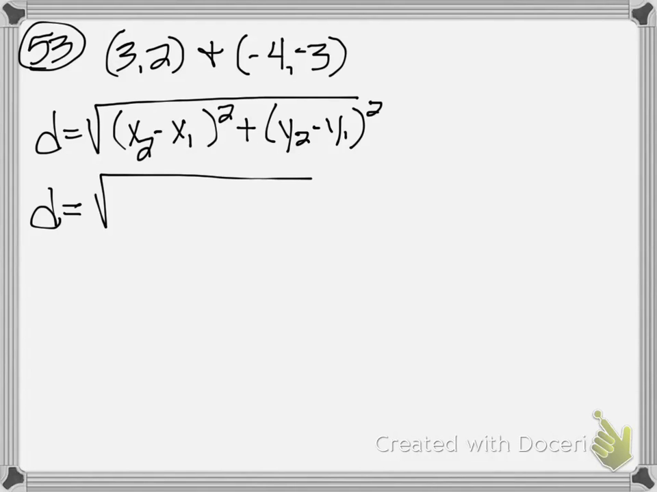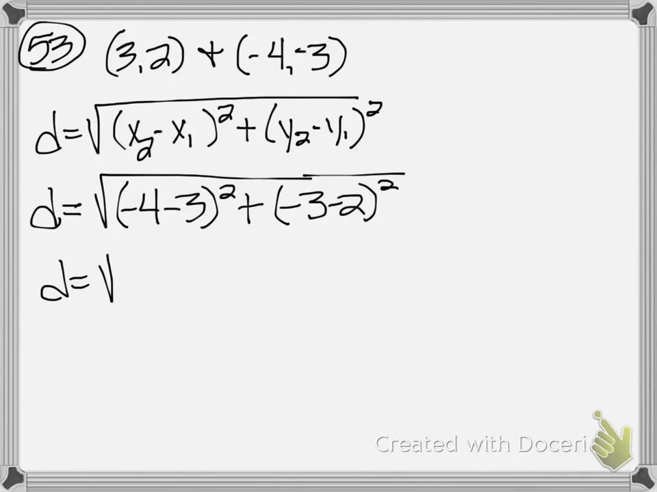So if I plug in my x's, I have a 3 and a negative 4. So I'm just going to say negative 4 minus 3. And it doesn't matter what order you subtract in, because in the end you square it. So it doesn't matter if it's positive or negative. When you square it, it's going to come out positive. And then when I subtract my y's, I have a negative 3 and a 2, so I'm just going to say negative 3 minus 2. Square that.